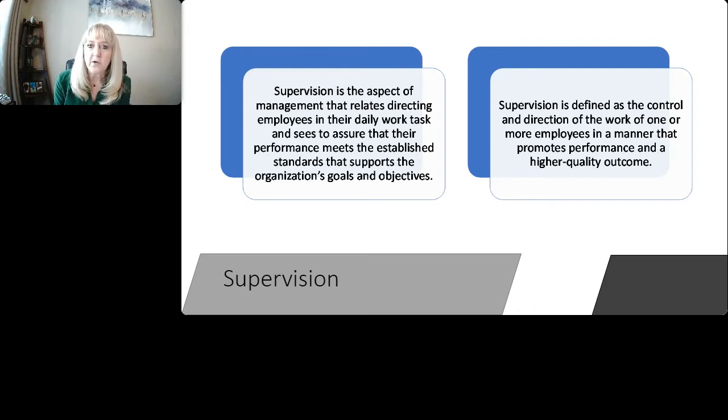Same with a therapy director. You may have a chief operating officer and then a regional manager. You have different layers of management, and they're all assigned certain tasks. So their goal is to assure that the performance of the people they're supervising meets the established standards that support organizational goals and objectives. Supervision is also defined as control and direction of work of one or more employees in a manner that promotes performance and higher quality outcomes.